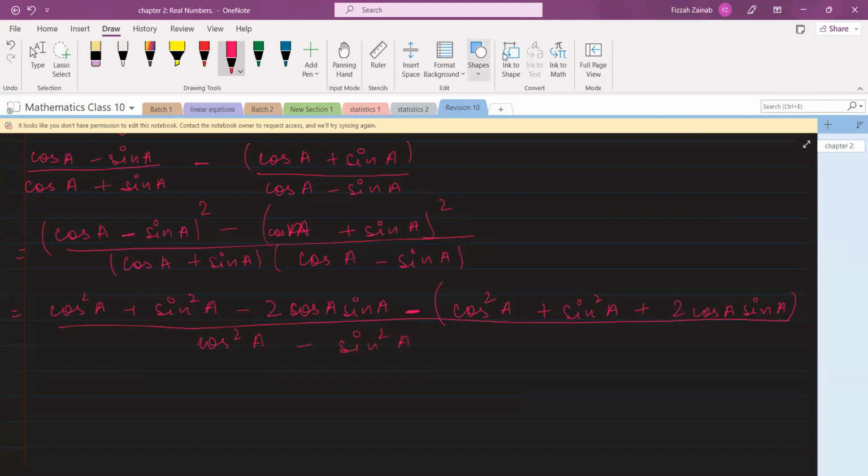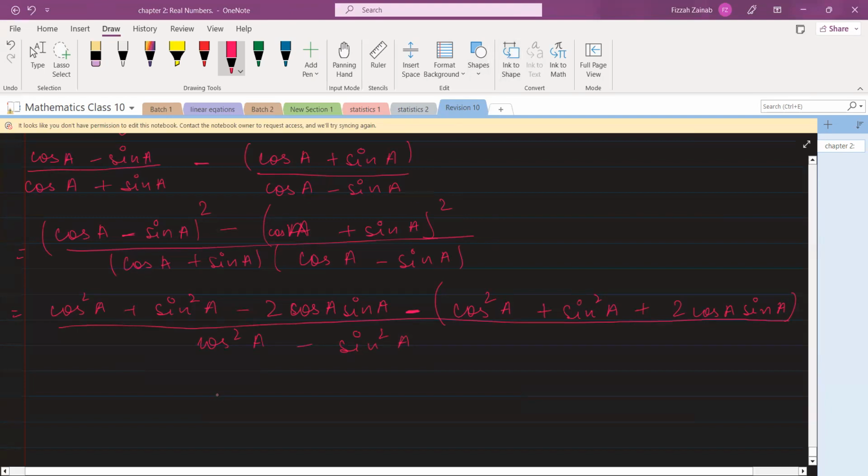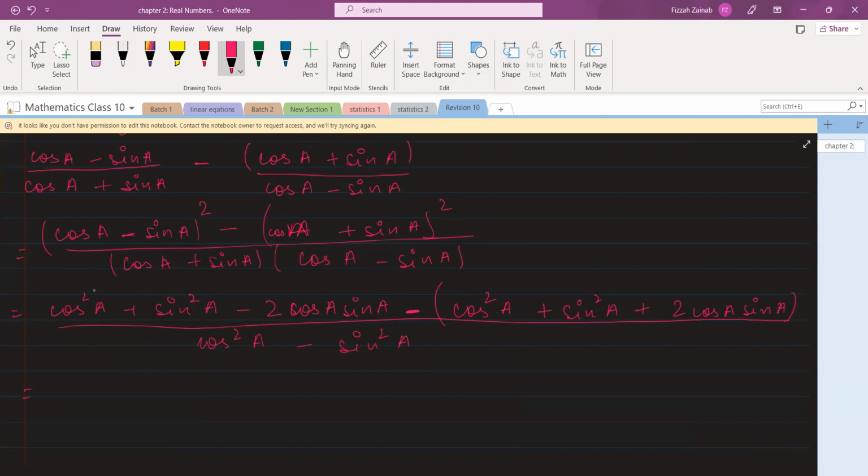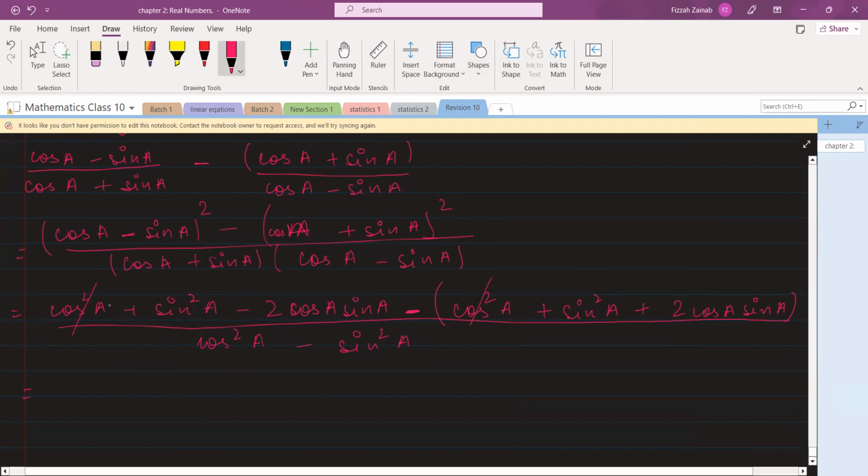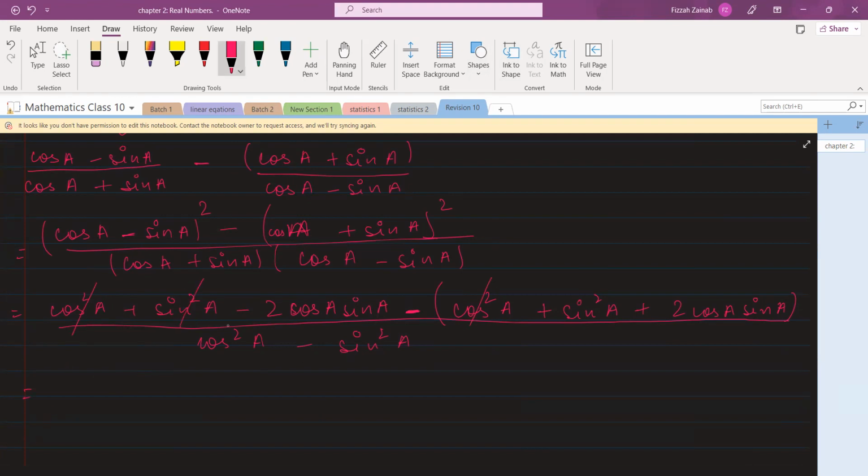Fine, Hamna? Yes, ma'am. Okay. So now if you open this bracket in the numerator, all the plus terms will become minus, right? So can I directly cancel out? So one is plus, one is minus, right? Then again, this is plus, this one is minus.